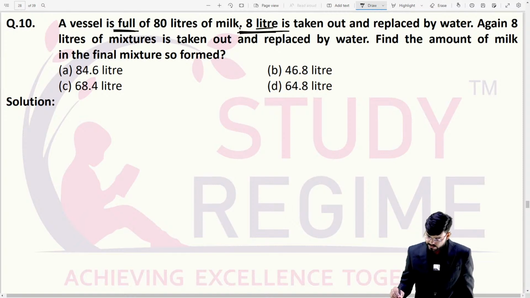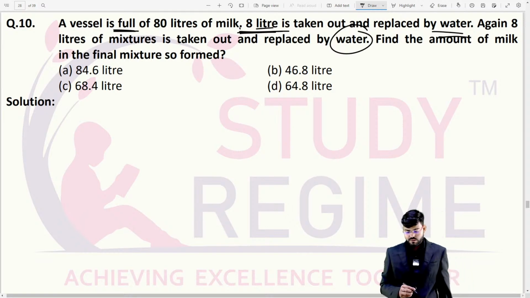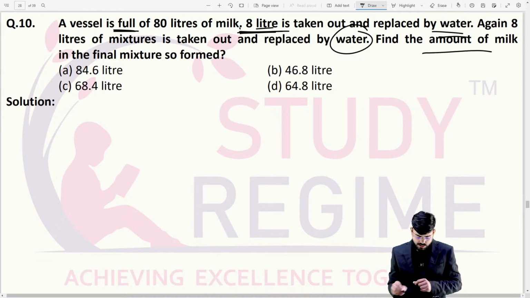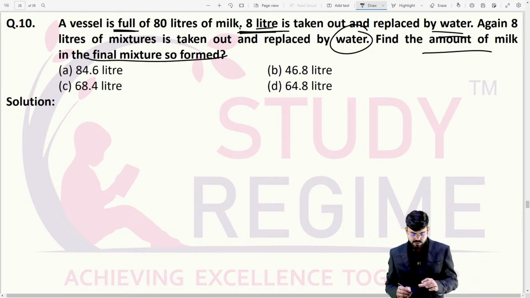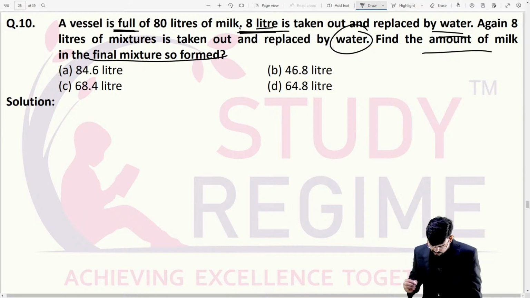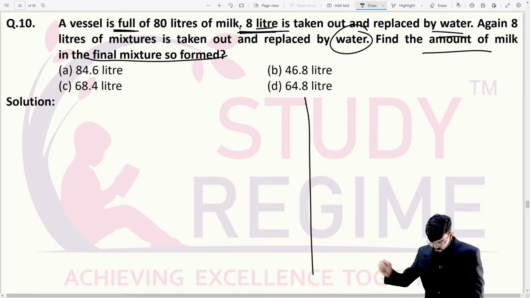8 liters is taken out and replaced by water. Again 8 liters of mixture is taken out and replaced by water. Since 8 liters is taken out, how many times? 2 times. The process is done 2 times. We have to find the amount of the final mixture so formed. You can simply write the formula. What was it? Let me write it.